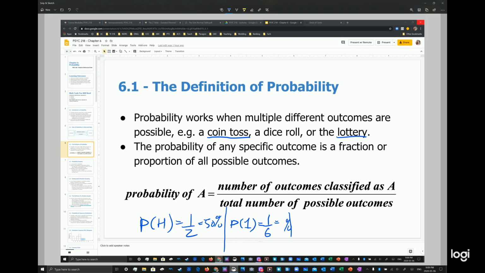The lottery, in North America, would be the 649. Let's see if I can do this for the moment.